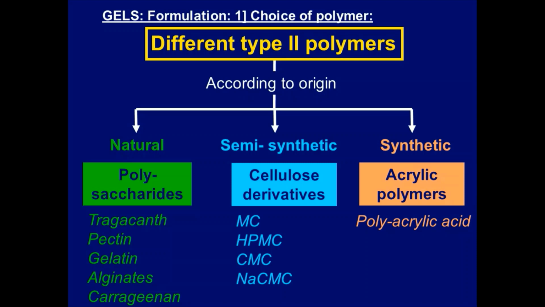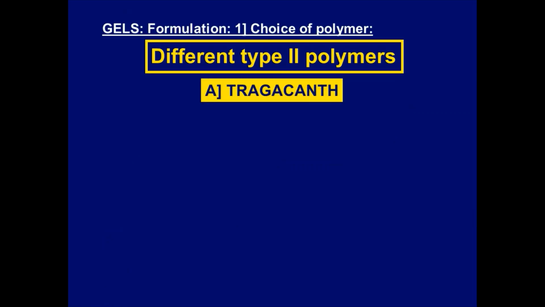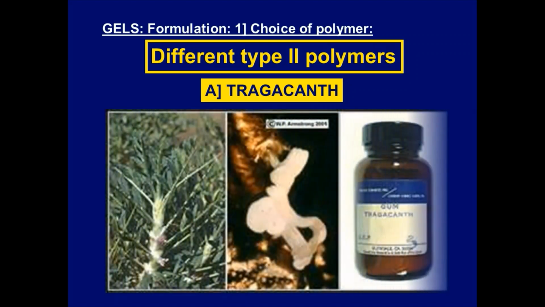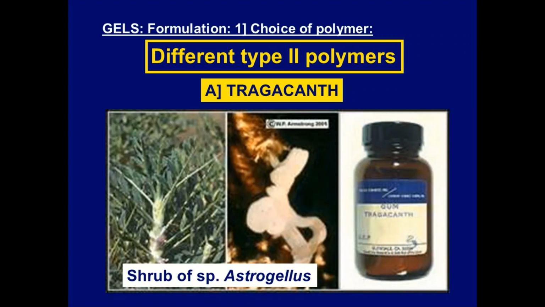We will first discuss tragacanth, and as we said, tragacanth is a natural polymer. Tragacanth is found in nature, and it is extracted from a shrub of the species Astragalus. When extracted, it is marketed in the form of powder.